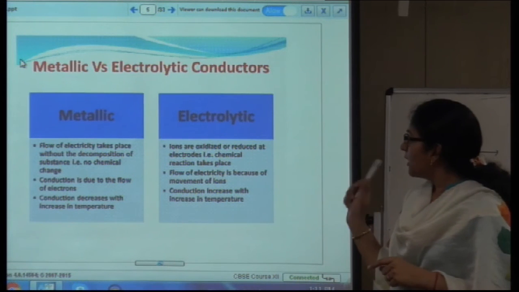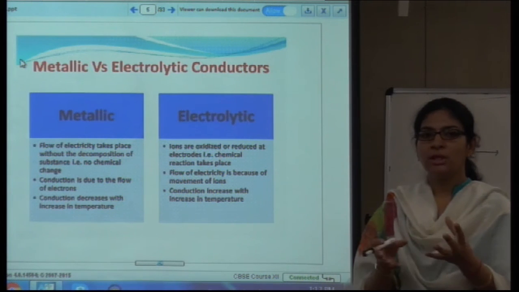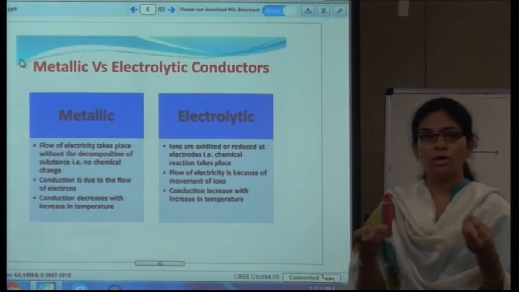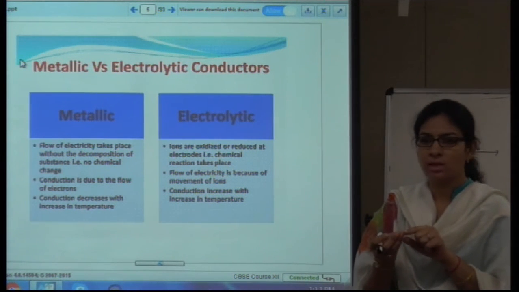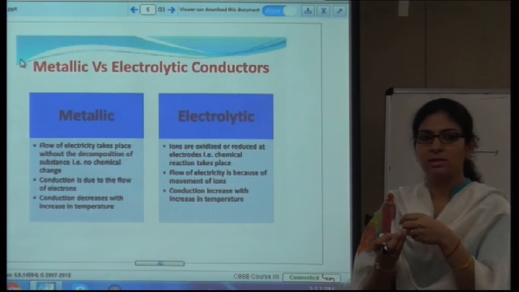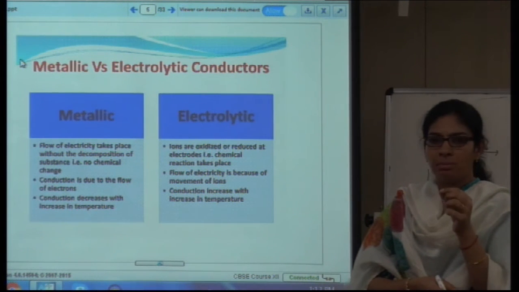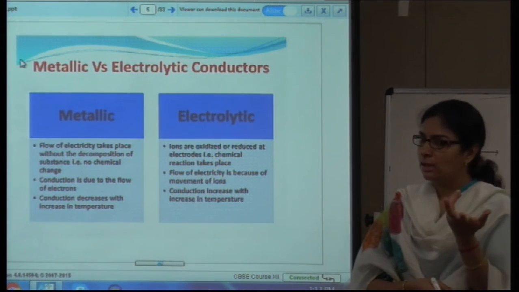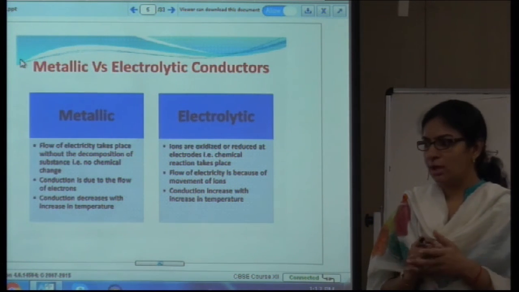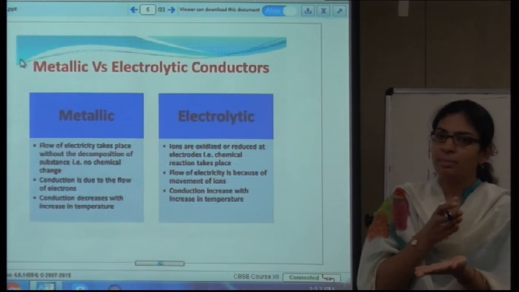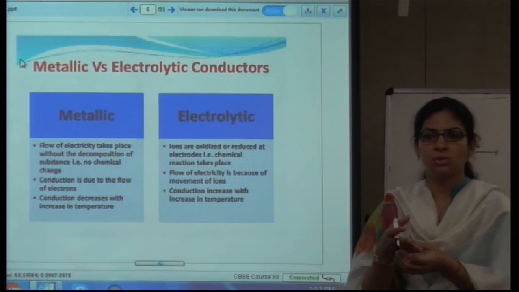And how they are different from, there are two different types. Metallic conductors are there, and you know that any metal piece, metal wire, all your electrical wires are mainly made up of what? Metals only. Copper wire is there, silver wire is there, right? So all those different types of wires are made up of metals. And moreover you know from your previous knowledge that metals are good conductors of electricity. So conduction is happening in metals also, and in electrolyte solutions also.